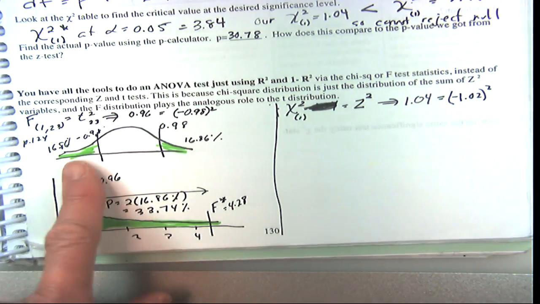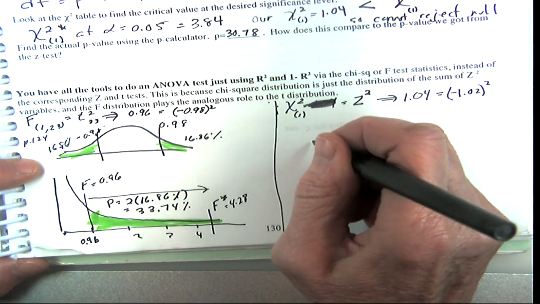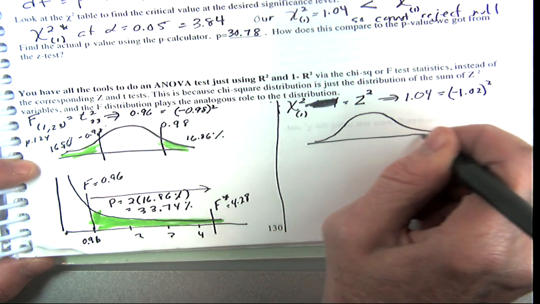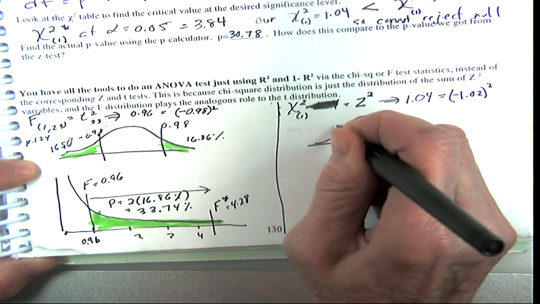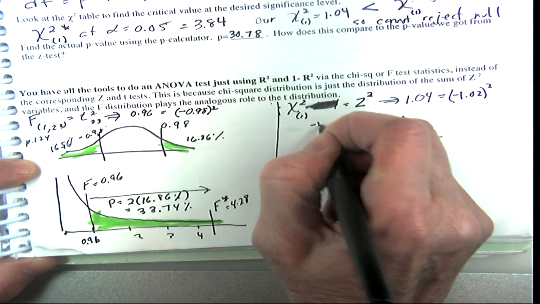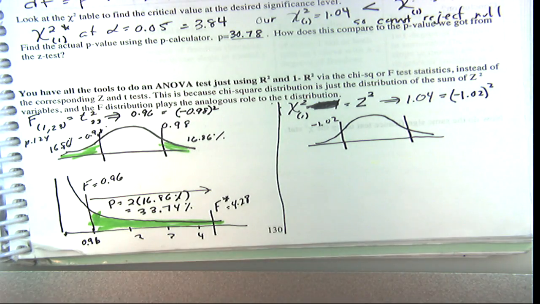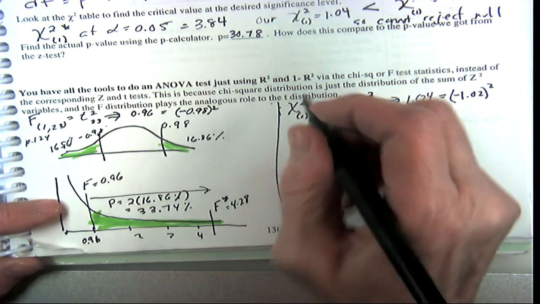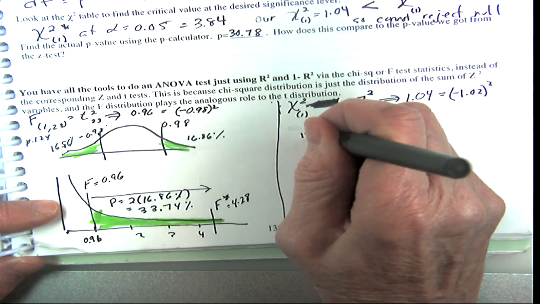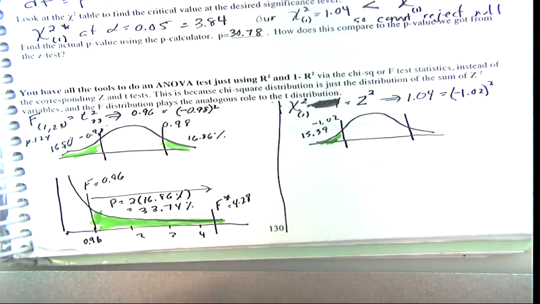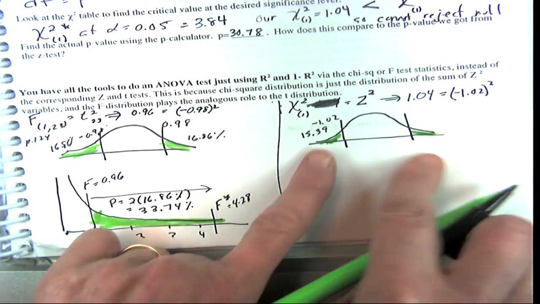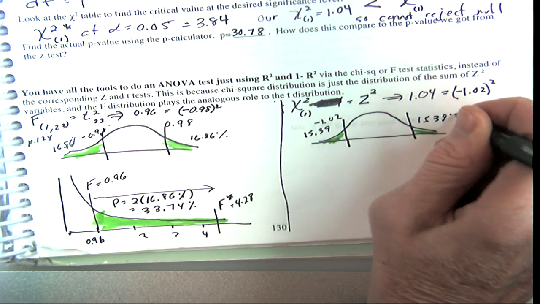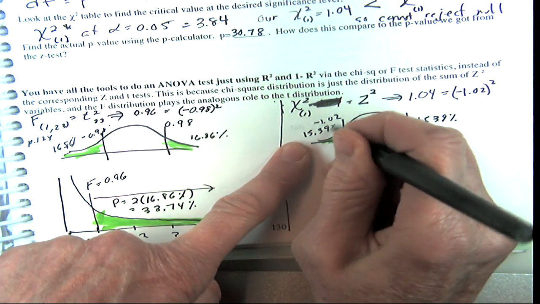And now we'll draw the picture from before. And now it's the z-curve. It's going to look really similar. And again, we have the negative 1.02. And when we did this here, it was 15.39. I'm not drawing it very well. It should be bigger tails, but this is 15.39% for each of them, right?